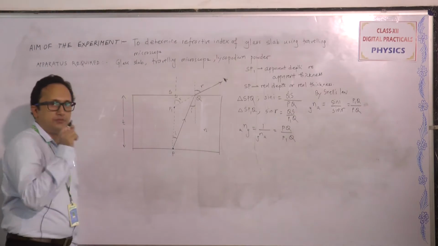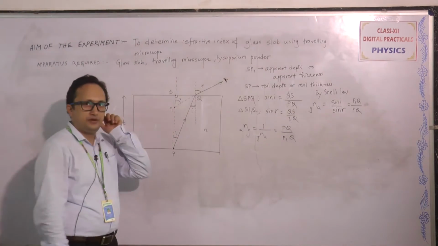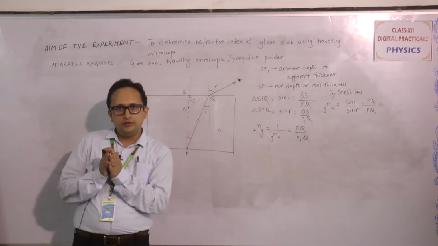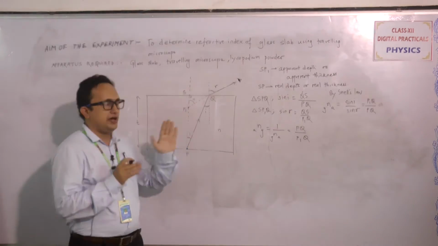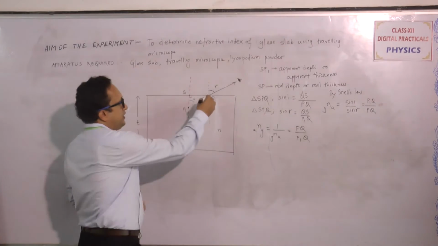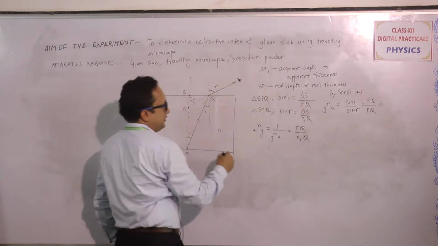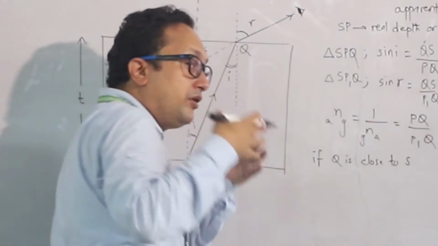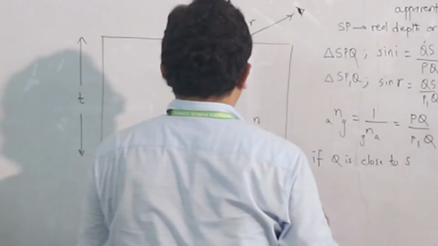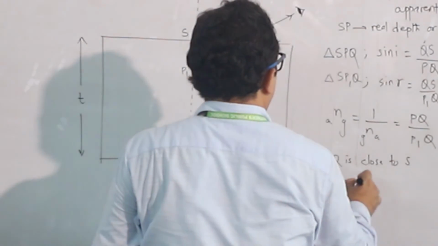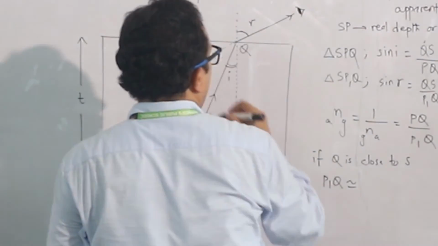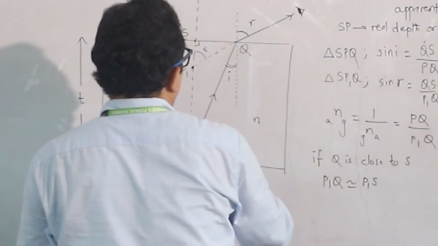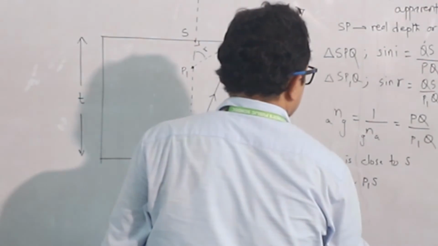Now, here you have to make a small assumption that if your point Q is very close to S, you are not really observing large angles; the angles are small. So if Q is close to S, that means I am observing along the normal. In that case, P1Q is almost equal to P1S, and similarly, PQ is almost equal to PS.